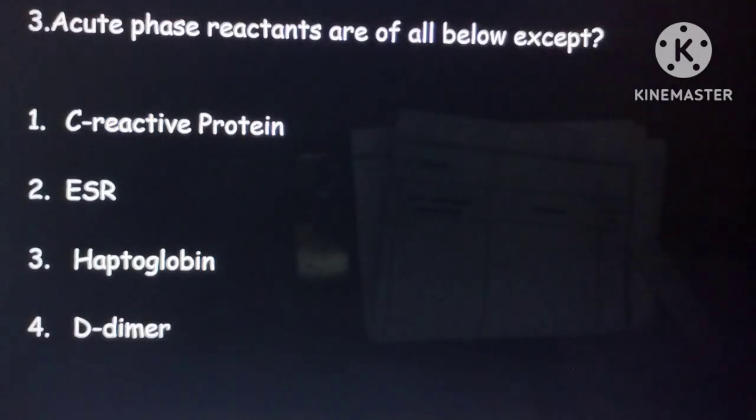Coming to the third question, acute phase reactants are all of the following except. First you want to know what the acute phase reactants are. These are the proteins which usually get elevated during inflammation. Here there are two types, one is positive, another is negative. The correct answer is D dimer.